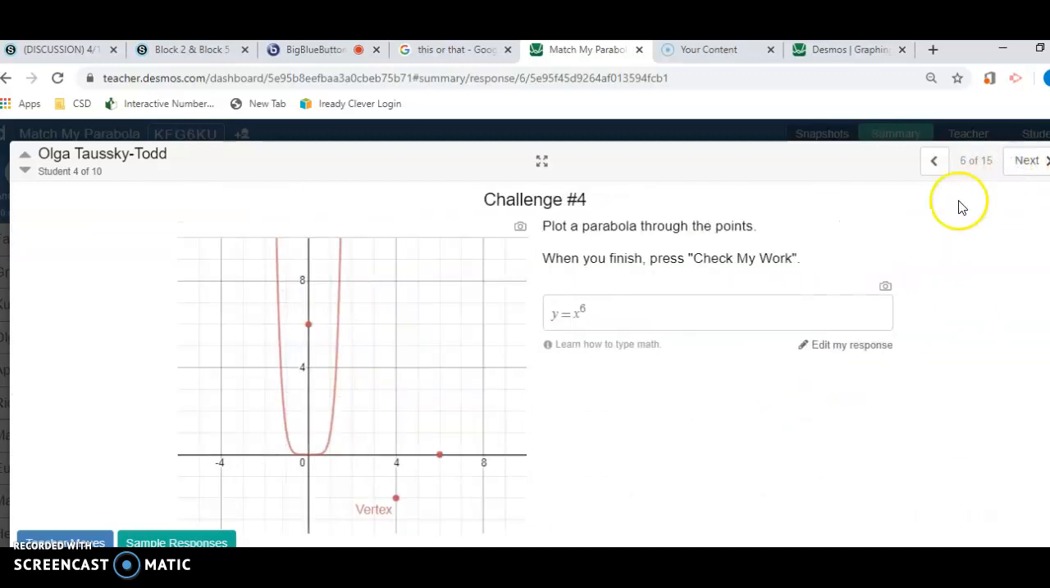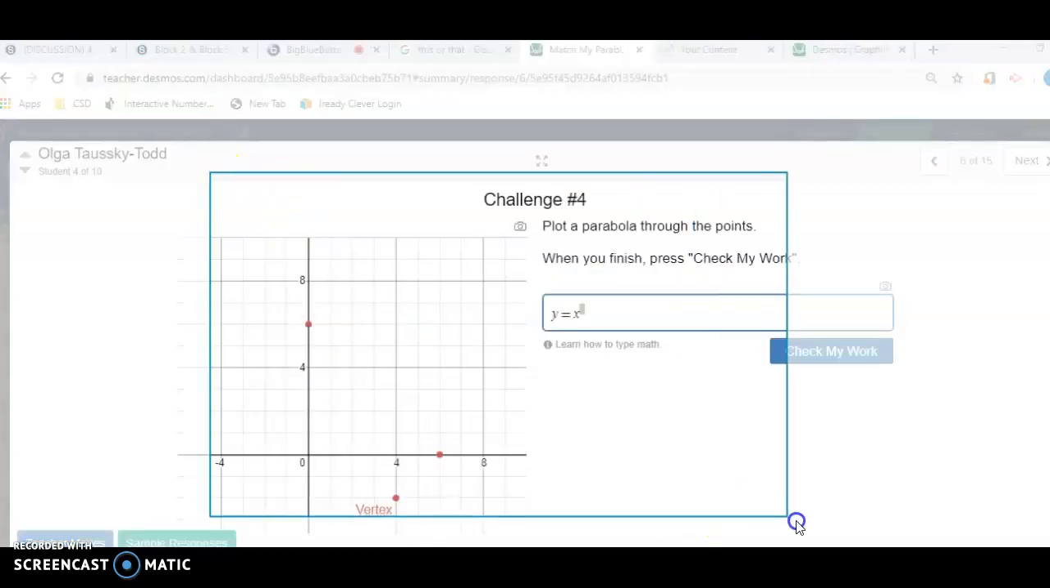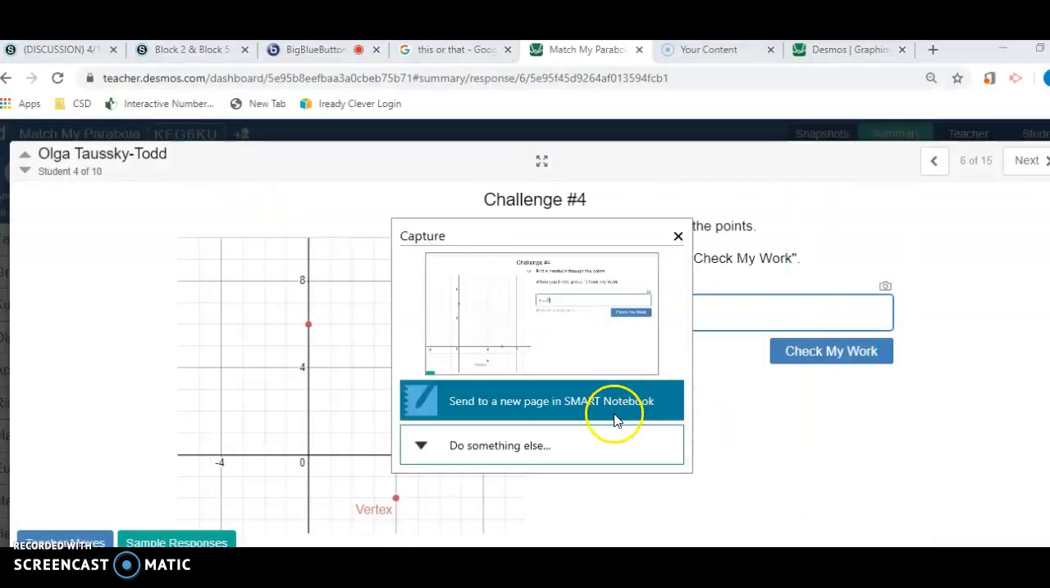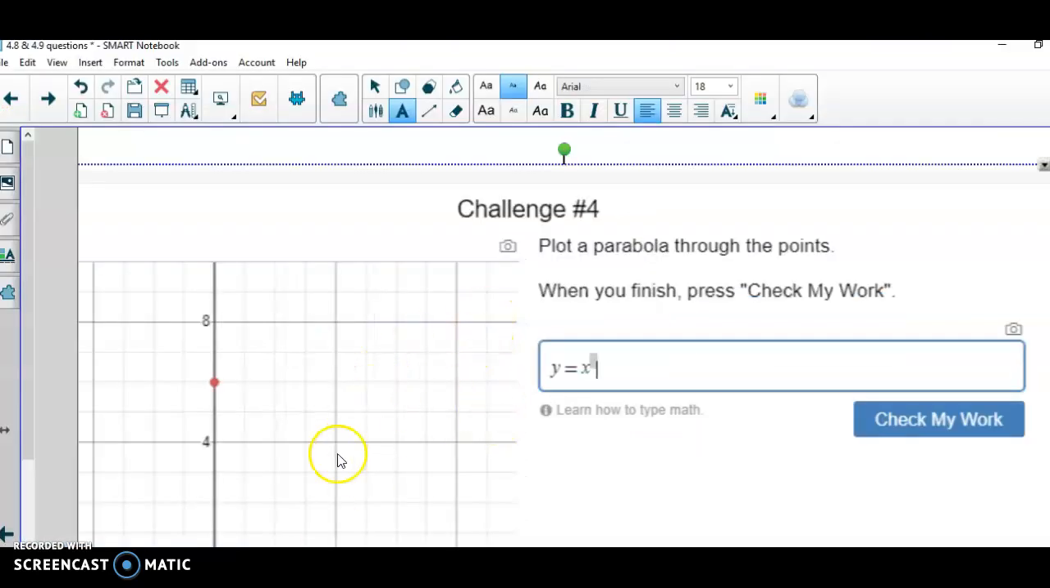All right, let's take a look at our next challenge. Plot a parabola through the points. Oh, goodness. So this parabola has to move over and down, right? When I'm looking at this, all of these should be x squared. So this is a parabola that has to move over and move down. Okay, so let's do it.